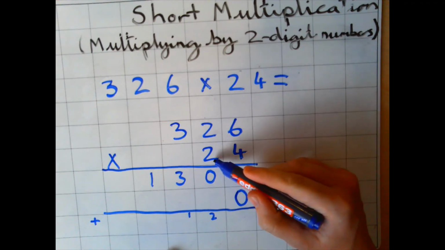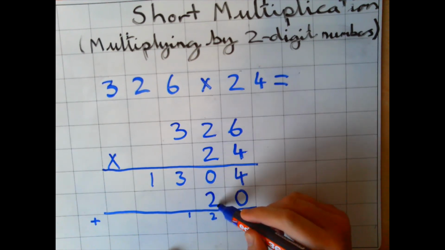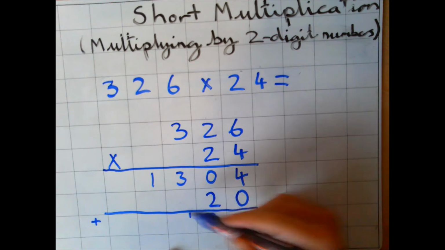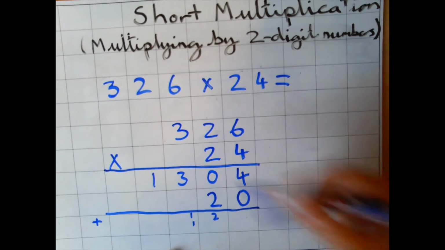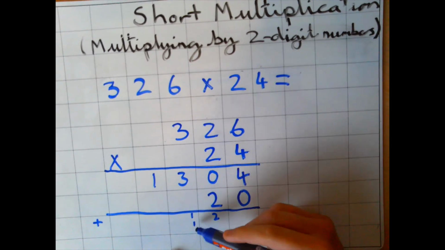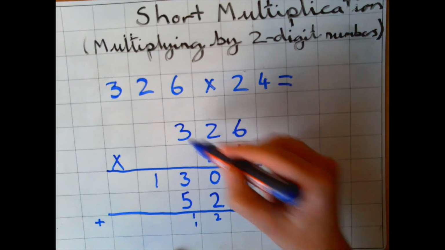If you've got these noted here and it's making a mess, what you can do is just move it up slightly and use the next set of lines and just ignore this line. 4 plus 0 is 4, 0 plus 2 is 2, 3 plus 5 is 8, and 1 plus 6 is 7. So 326 times 24 is 7,824.